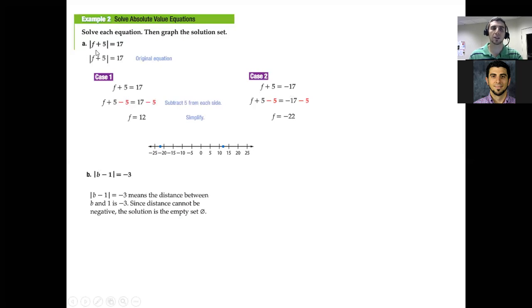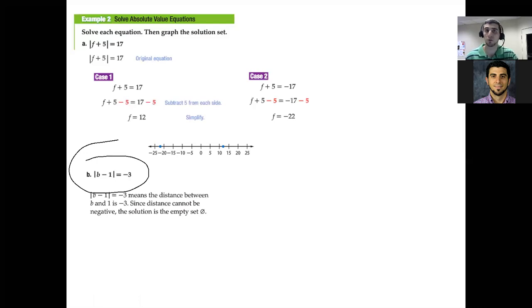Because we're trying to find the solution inside the absolute value that gives you negative 17, so that when you take the absolute value, you get 17. Here, we're saying that you plug in some number, subtract 1, take the absolute value of that, and then that's a negative number, okay? That can't happen.